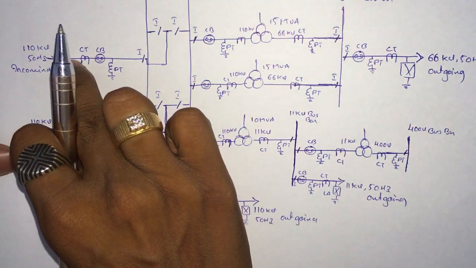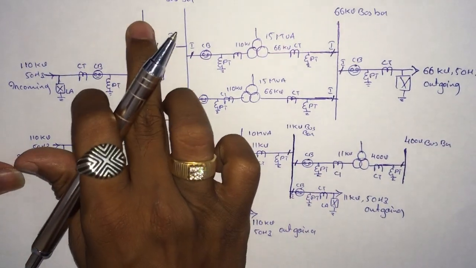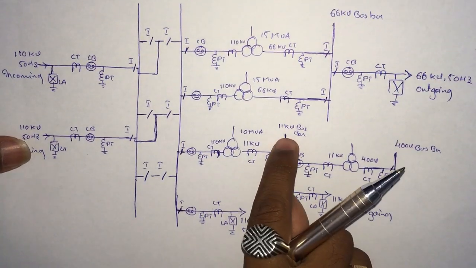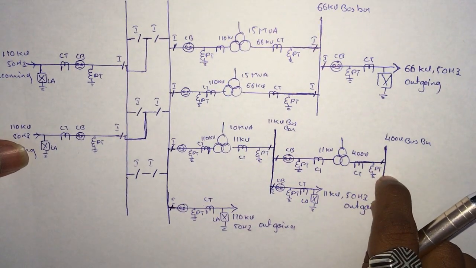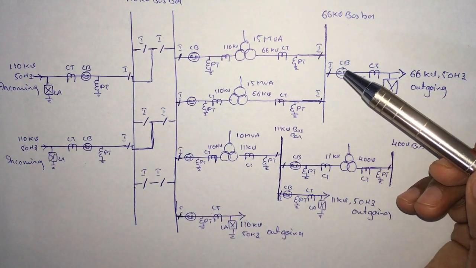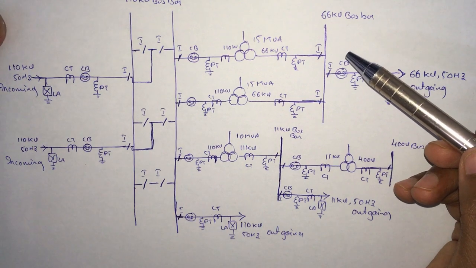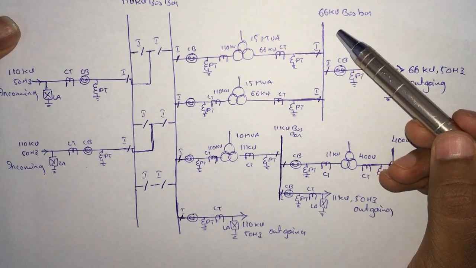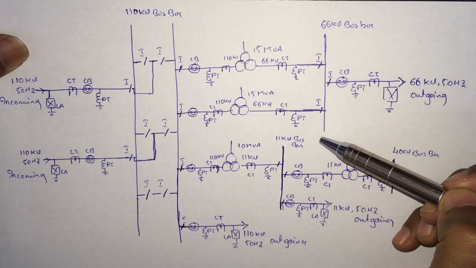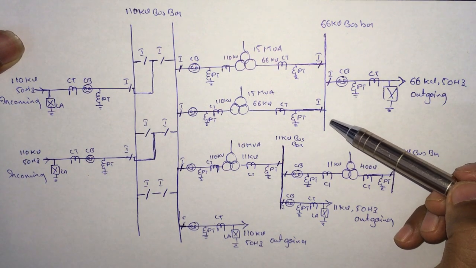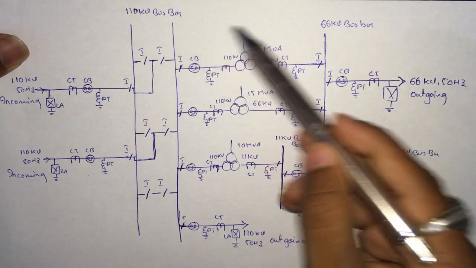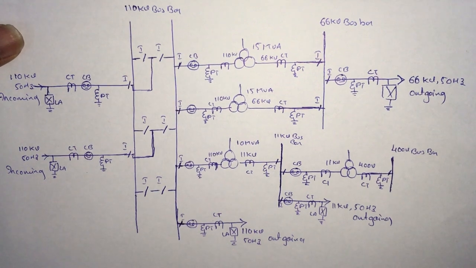You can see two incoming lines, 4 bus bars, 2 numbers of 110 kV, 1 number of 66 kV, 11 kV 1 bus bar, 400 volt 1 bus bar. You'll be doubting, what if they haven't mentioned the bus bar, sir? If they haven't mentioned the bus bar, remember, above 66 kV we prefer a double bus bar, below 66 kV we prefer a single bus bar. That would be better for drawing a single line diagram.